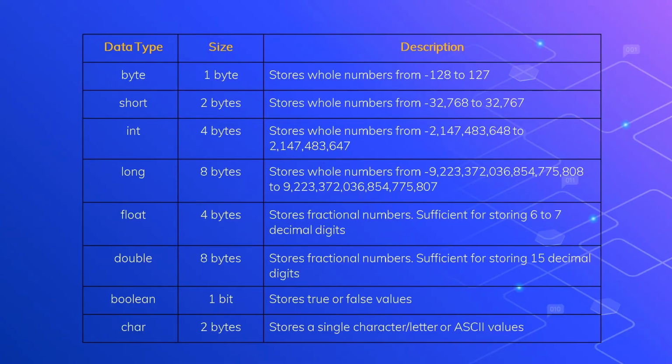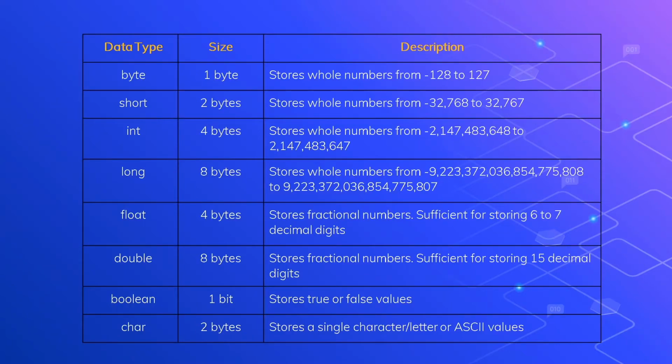So, it's small. If we go beyond 127, you need to use short, which is 2 bytes and stores whole numbers up to 32,000 something. If we go beyond that, we have to use int. And int goes up to billions, I think. That's a lot of digits. If that is still not enough, you can use long.